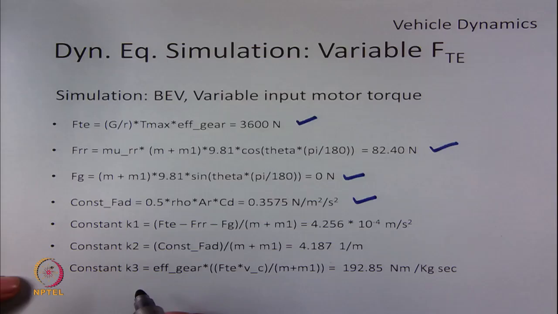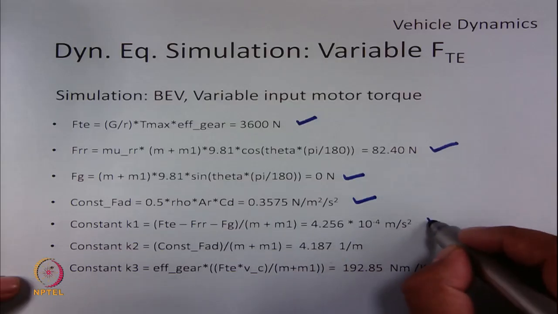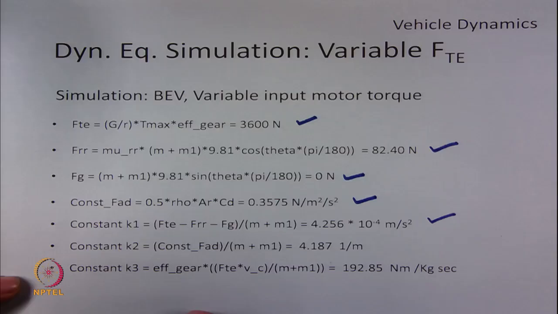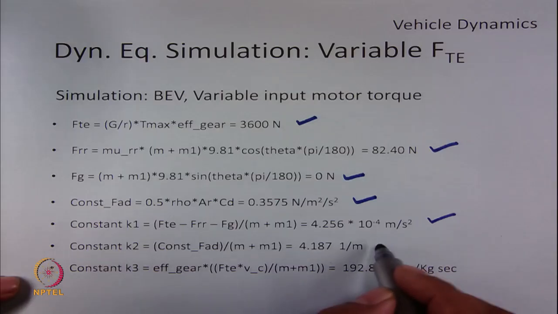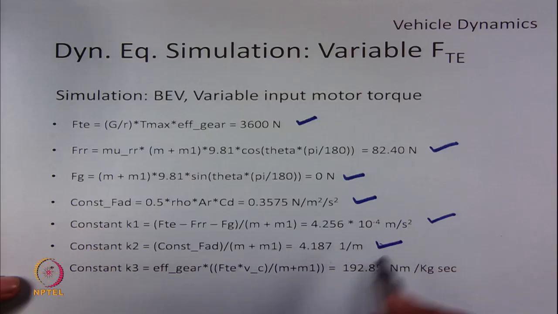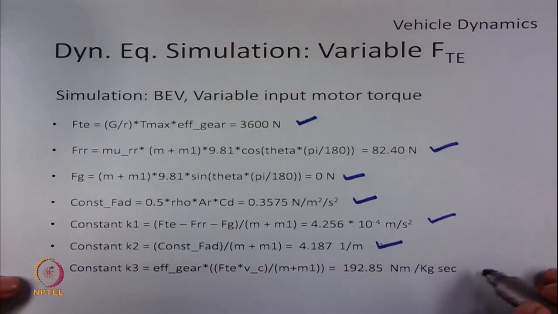Now, we have to calculate three constants, K1, K2 and K3. K1 is F_TE minus F_RR minus F_g, divided by total mass. So, it is 4.256 into 10 raised to minus 4 meter per second square. Constant K2 comes out to be 4.187 and the unit is 1 by meters. Constant K3, which is a new constant in this mode, comes out to be 192.85 Newton meter per kg second.